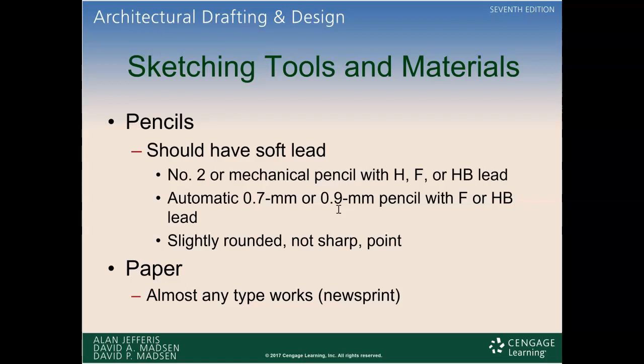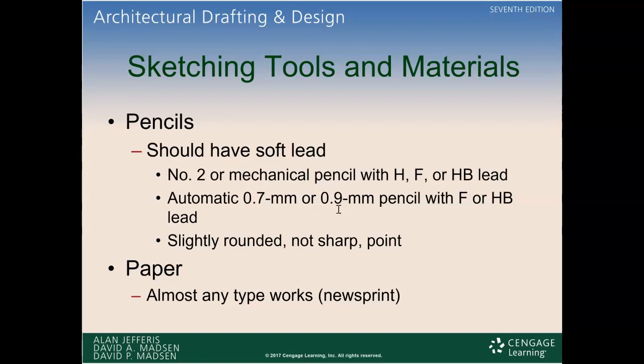Now, my preference is 0.5 because it's a bigger pencil. These 0.7 and 0.9 are really small, and it's okay for drawing, but when you go to reproduce it, when you go make a copy of it, it will drop off. So I like the darker leads. Stick to number 2. It's the cheapest pencil you can find, and you don't have to do much to alter it.